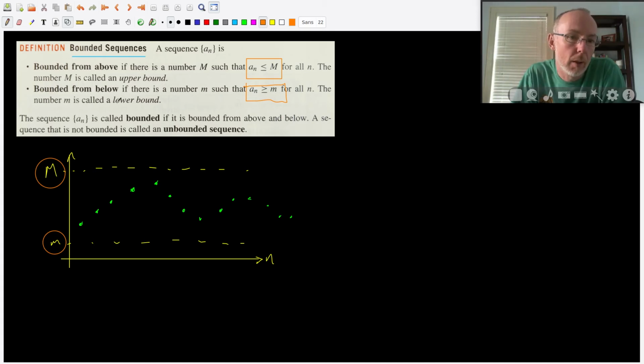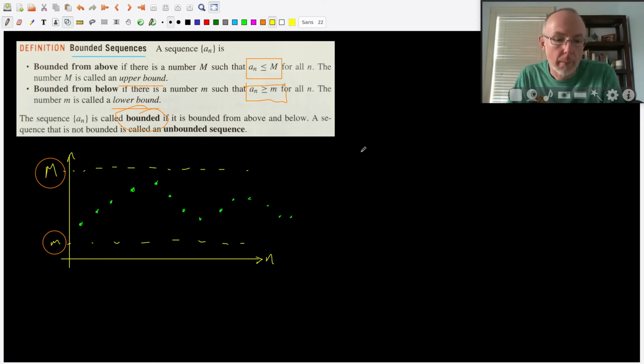And so that's why we call small m a lower bound and big M an upper bound, because one of them is above the sequence and one is below the sequence. If you have a sequence like the one I've drawn that has an upper bound and a lower bound, then we just say it's bounded, which means above and below. So the two together means a bounded sequence. If it's not bounded, then it's unbounded.